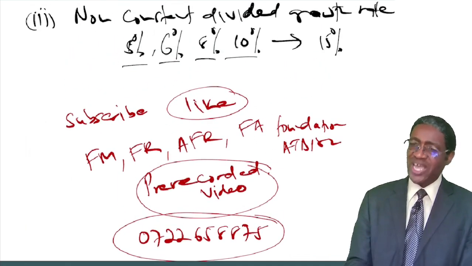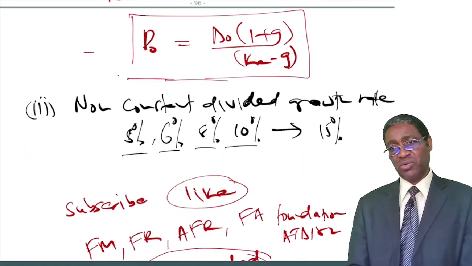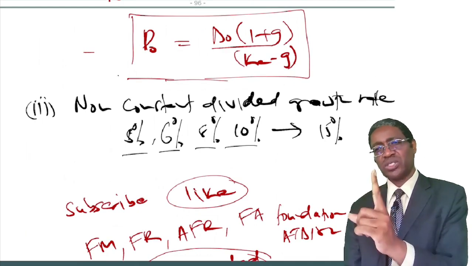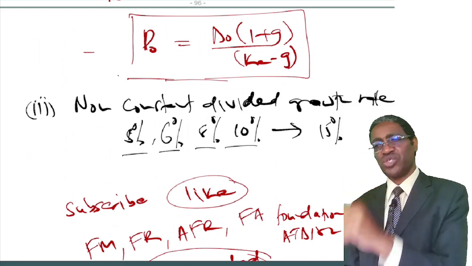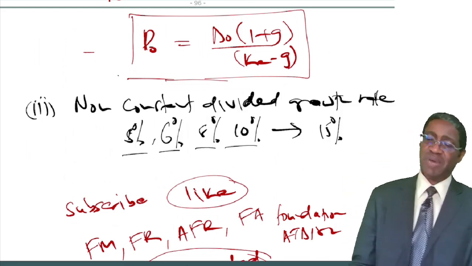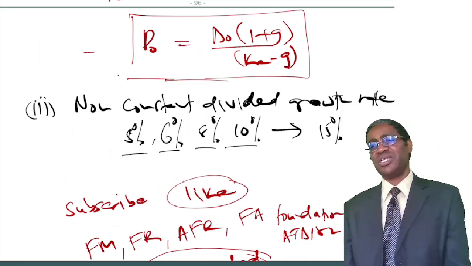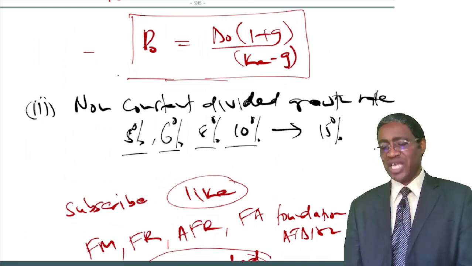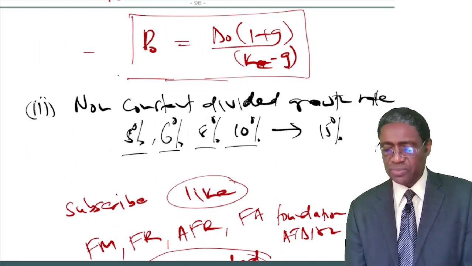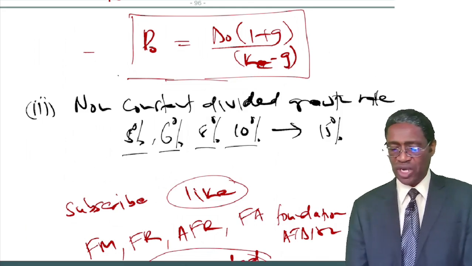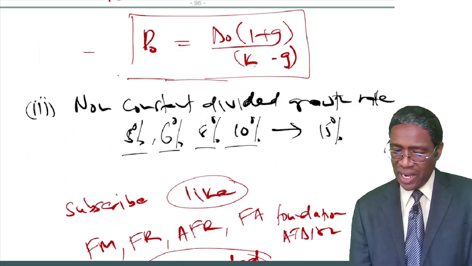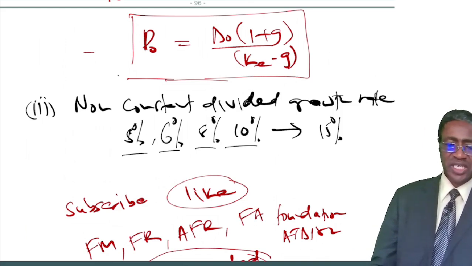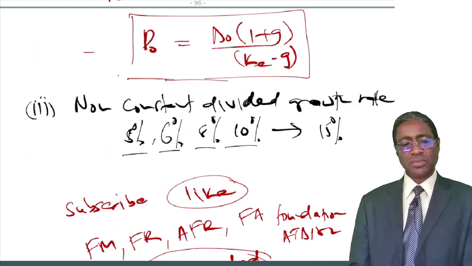Number 2, where there is a constant dividend growth. We have said the formula is P naught equals D naught into 1 plus G divided by KE minus G. D naught, I've said, is the latest dividend or the current dividend paid. G is the growth rate. KE is the cost of capital. You will be given the cost of capital, KE, and G is the growth rate. Good. Now let me go to the third category.